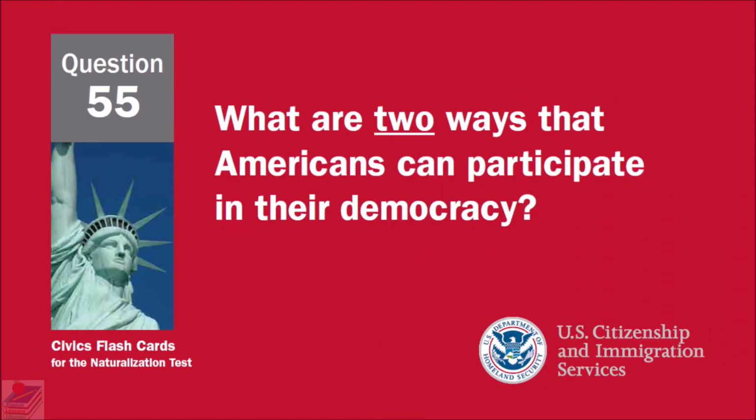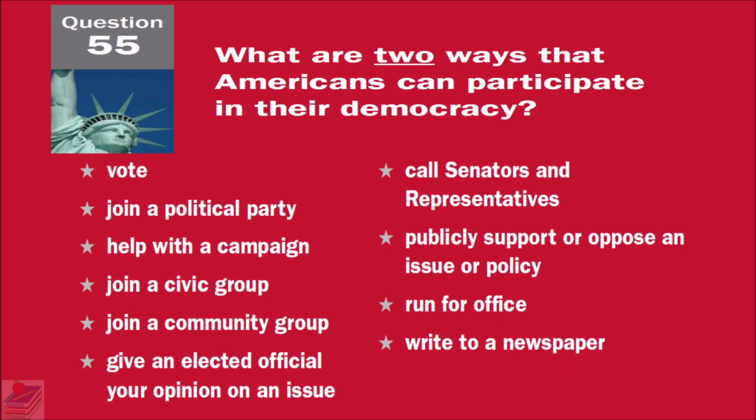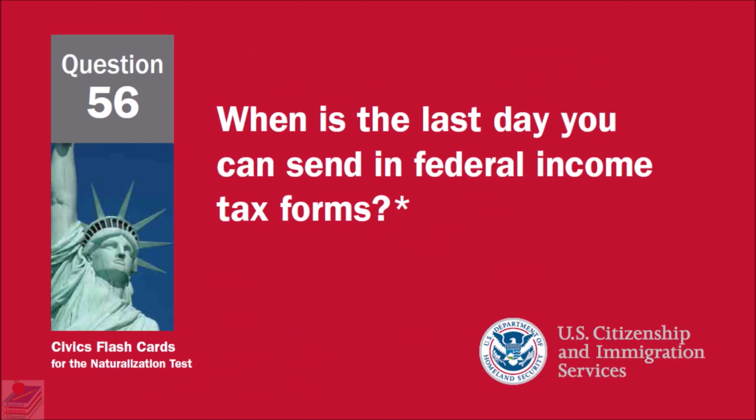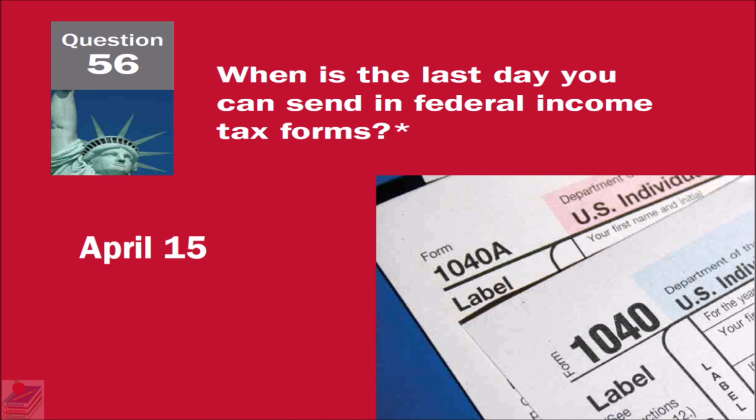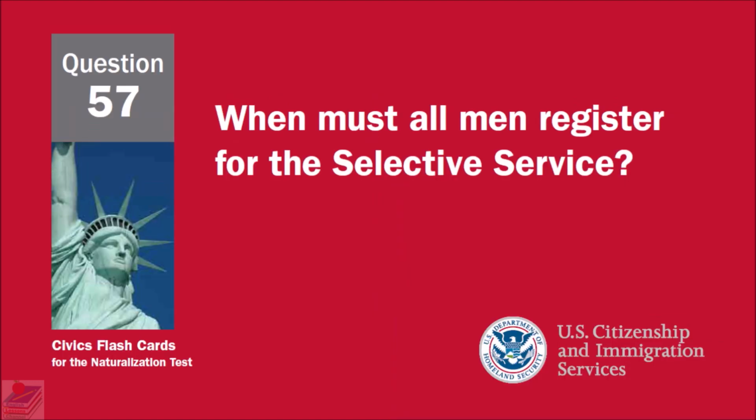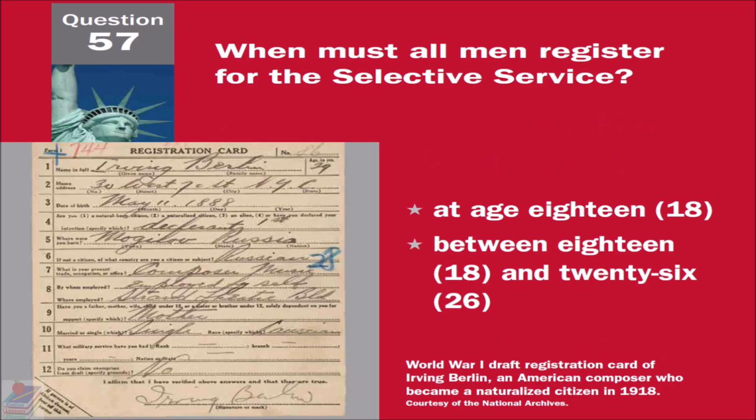What are 2 ways that Americans can participate in their democracy? Vote. Join a political party. When is the last day you can send in federal income tax forms? April 15. When must all men register for the Selective Service? At age 18. Between 18 and 26.